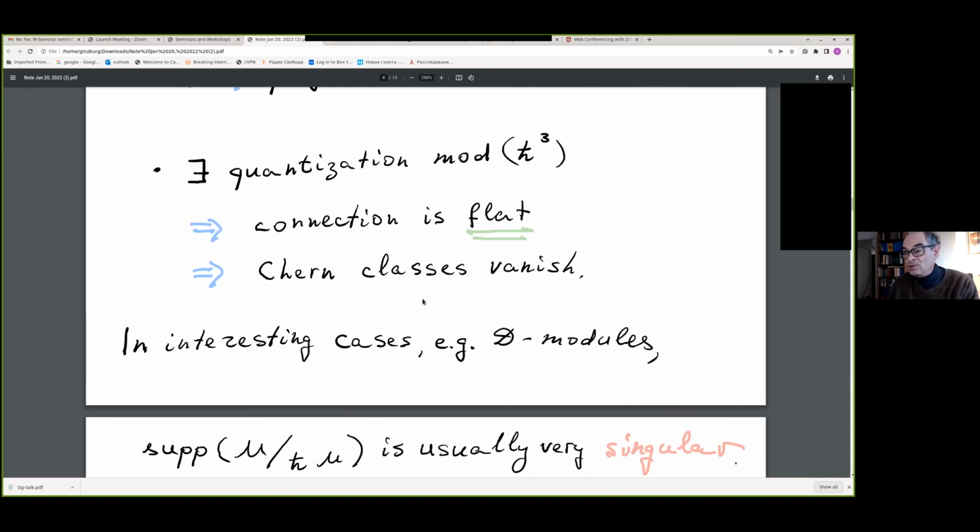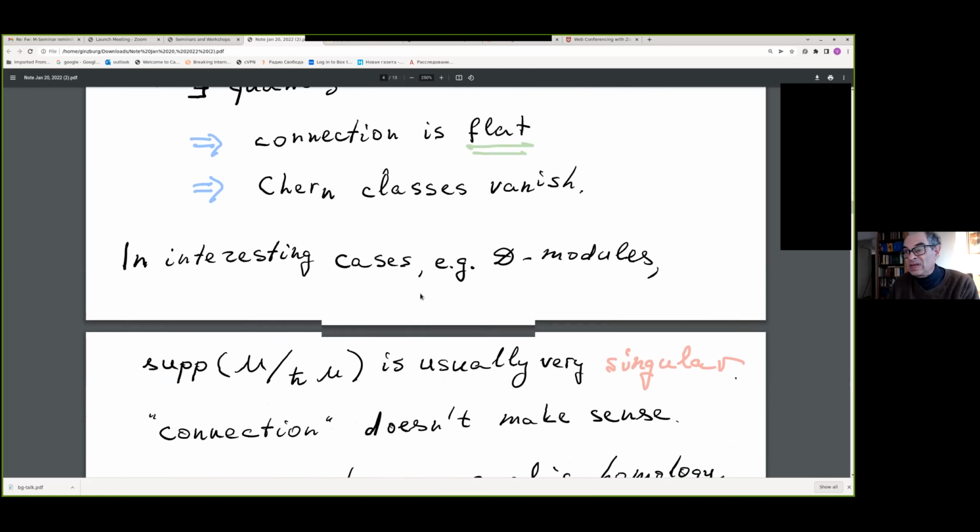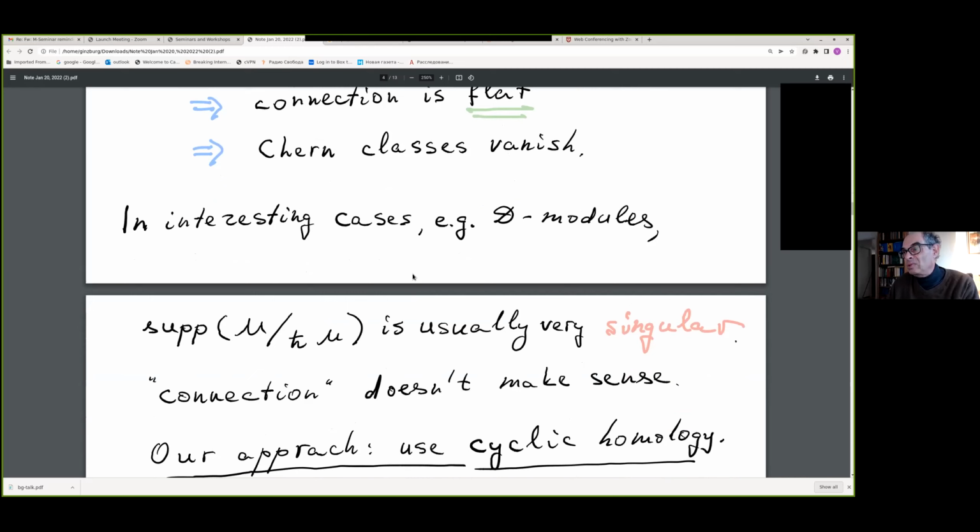Okay. Now, so I just reiterate what I said, a basic example of quantization is the cotangent bundle. So in the case where X, this smooth symplectic manifold, is the cotangent bundle of some other manifold, then the basic example of quantization is a ring of differential operators. This is my quantized algebra. And then the module is just a D-module in the usual sense. And then my support is what is called the singular support.